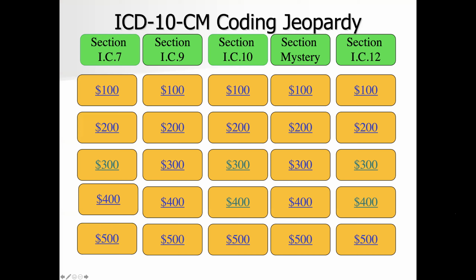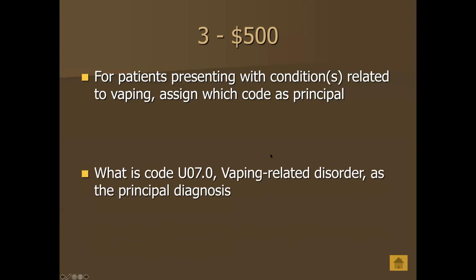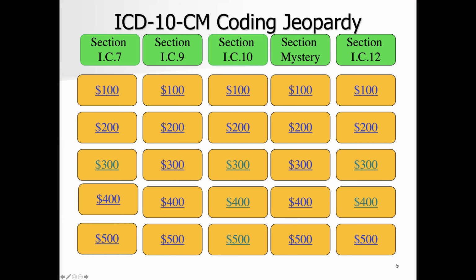Okay, I'm going to go with 500, section 10. All right, section 10 for 500. For patients presenting with conditions related to vaping, assign which code as the principal diagnosis? What is U07.0? That is correct. Another 500 for Sheila. On to Markeisha.